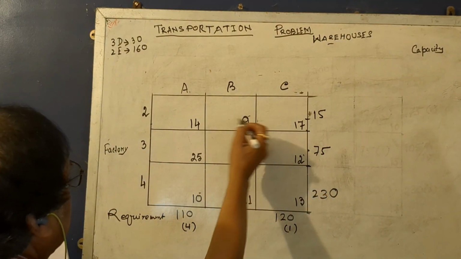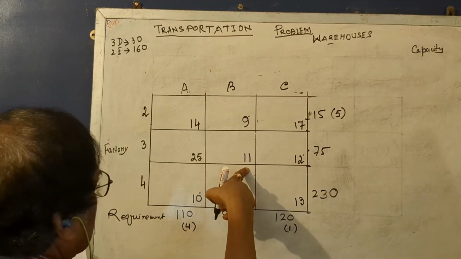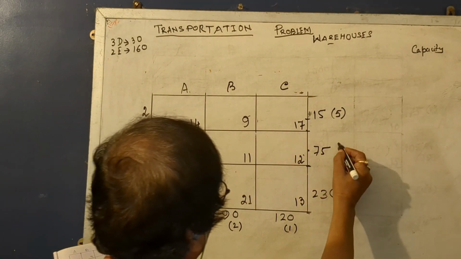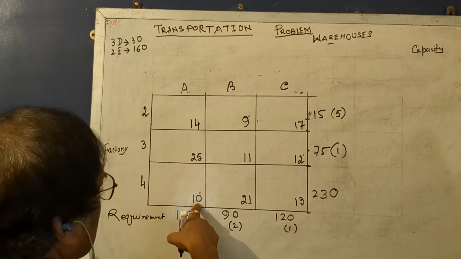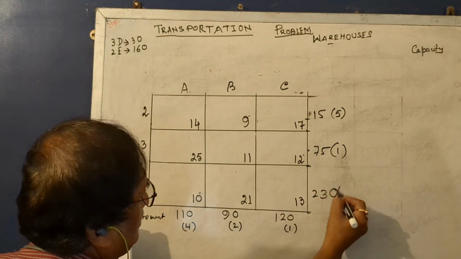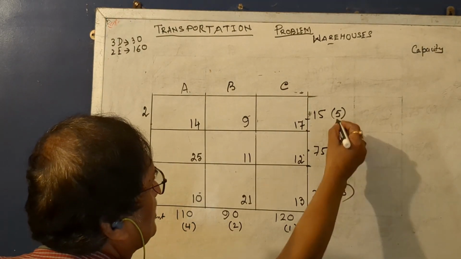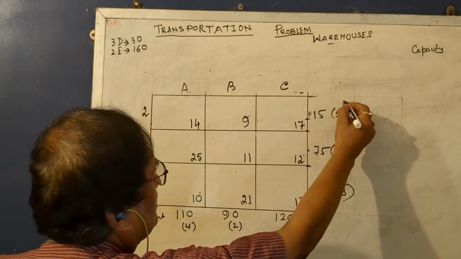What is the lowest? Lowest is 9 and immediate lowest is 14. That's why the difference is 5. If the lowest is 11, immediate lowest is 12. That's the difference is 1. If the lowest is 10 and immediate lowest is 30, that's why the difference is 3. Now check the highest difference. Out of this, the highest difference is this.